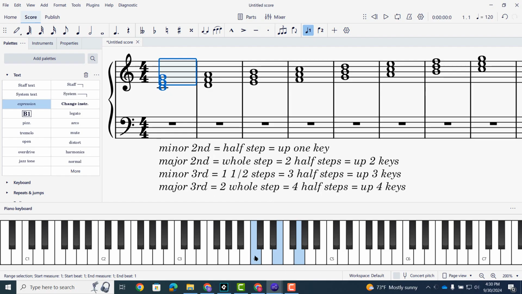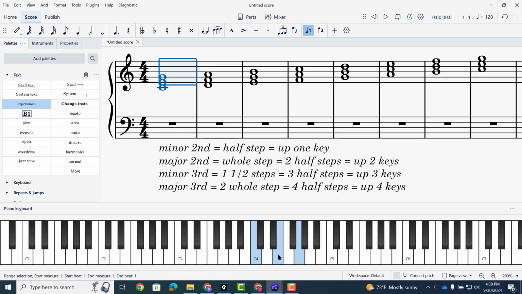But we're going to just count how many keys it takes to get from there to there. So let's try it. 1, 2, 3, 4. So I don't include the first one. 1, 2, 3. I go up 4. If I look at my little chart here, it says 4 half steps, or 4 keys, is equivalent to a major third. So we know this first interval is a major third.